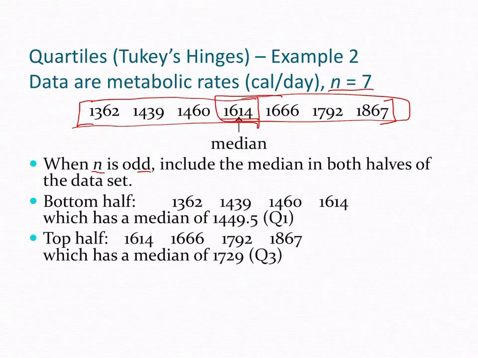To find the value for our bottom half, we average these two values, which gives 1144.5, our Q1. And the middle value between these two numbers is 1729, our Q3. A little tongue-tied there.